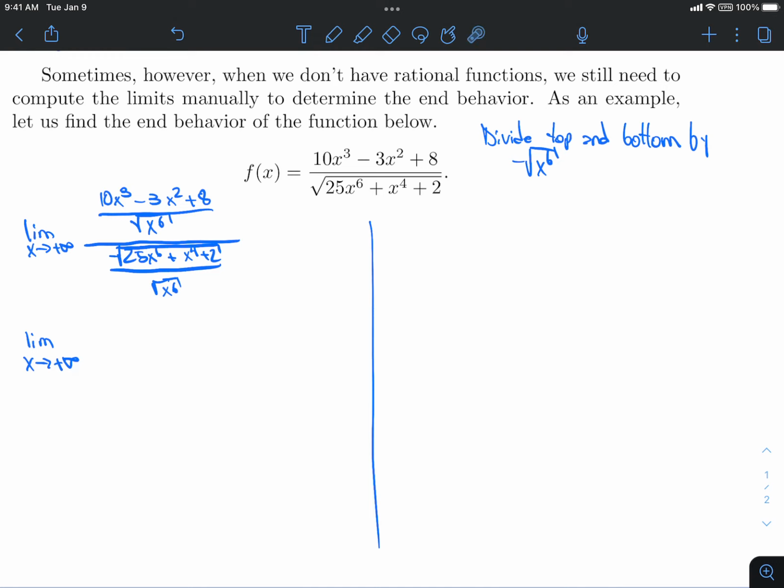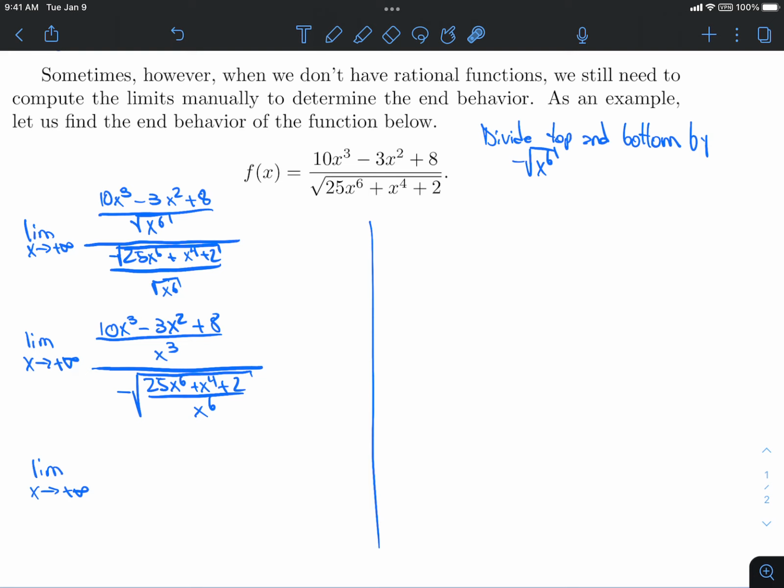Okay, so x is positive, right? Because it's going to plus infinity, so it's like positive a million, positive a billion, whatever you want to think about. So the square root of x to the 6th is x cubed. So that's 10x cubed minus 3x squared plus 8 over x cubed, and then divided by the square root of 25x to the 6th plus x to the 4th plus 2 over x to the 6th. And that's going to be my, I guess, second to last step. I'll put 1 x cubed for each of those.